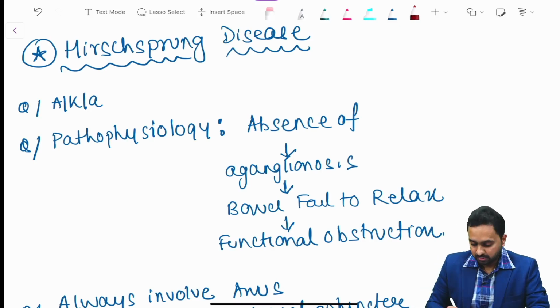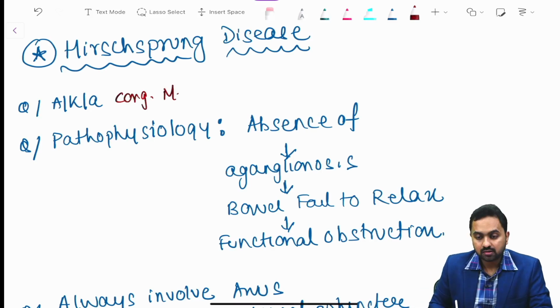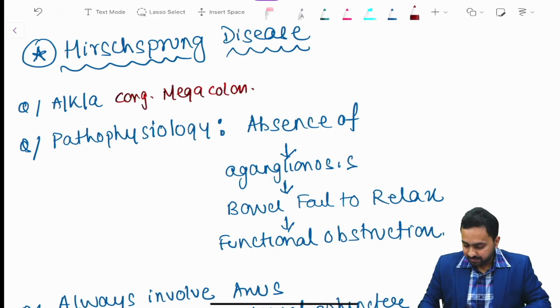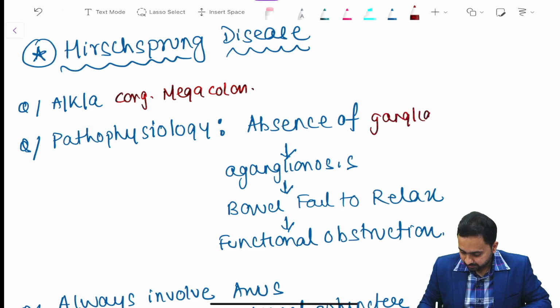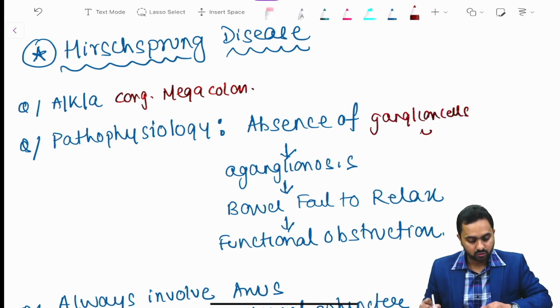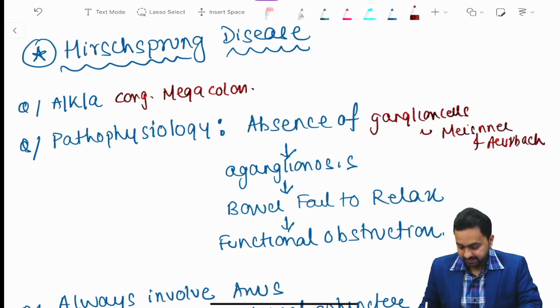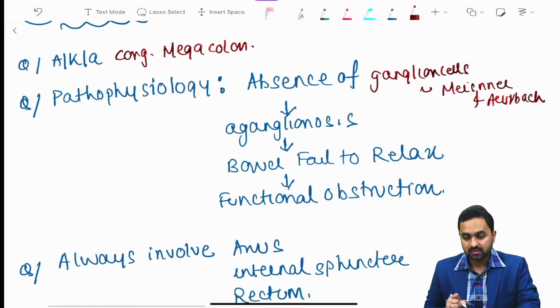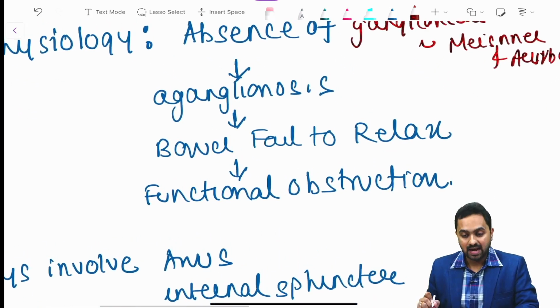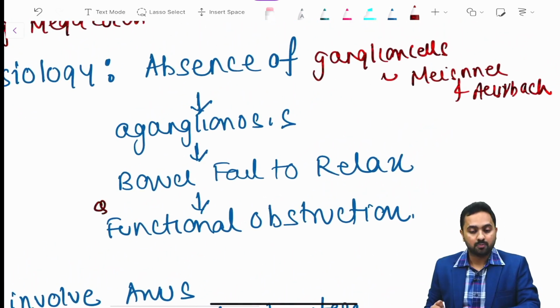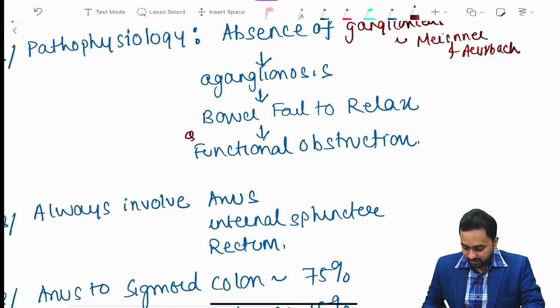Hirschsprung disease, also known as congenital megacolon. This is because of the absence of ganglion cells, more specifically in Meissner's and Auerbach plexus, which leads to aganglionosis, causing the bowel to fail to relax, as a result of which there is functional obstruction. It always involves the anus, internal sphincter and rectum.